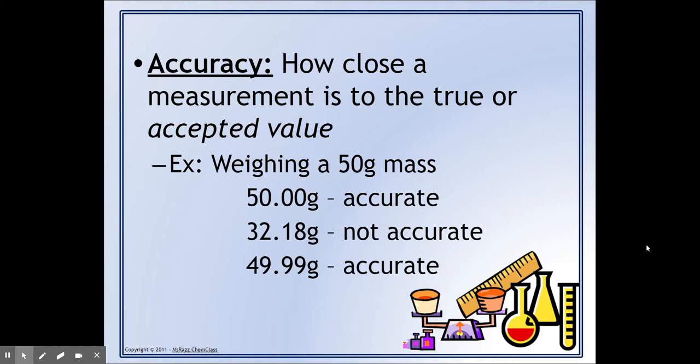Next, we're going to talk about accuracy. Accuracy means how close a measurement is to the truth or accepted value. Example, weighing a 50-gram mass. So I have three groups, or three different measurements here. The first measurement is 50.00 grams. That's very accurate. It's really close to 50. The second one is 32.18 grams. That is not close to 50, so it is not accurate. And the last one's 49.99 grams, which is, again, close to 50, so it is accurate.